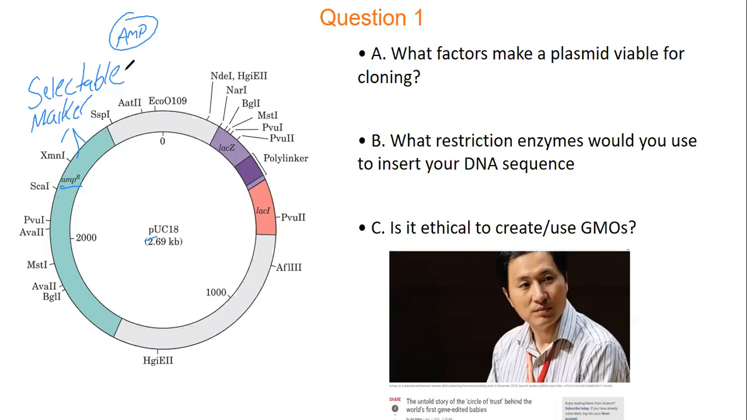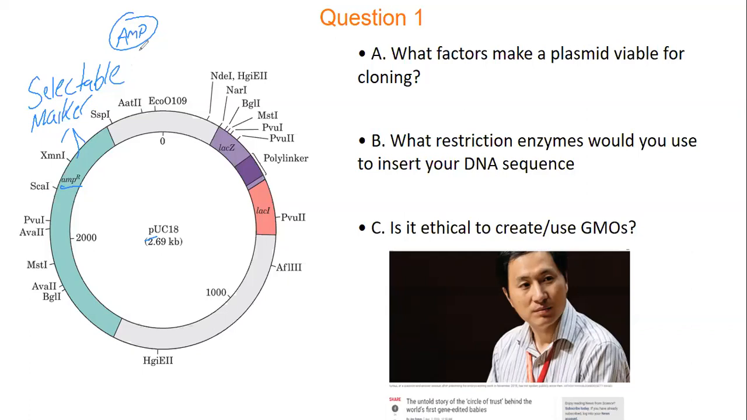Another way you can do it is through color. So there's a method called blue-white screening where if you have your plasmid and you add a small molecule, the bacteria that have your plasmid will actually change color. So that's another way to do it. So that's one thing.